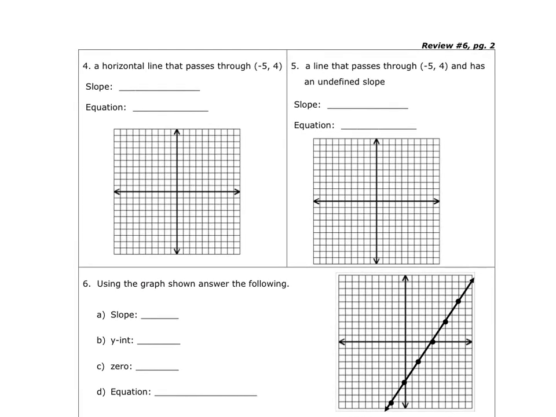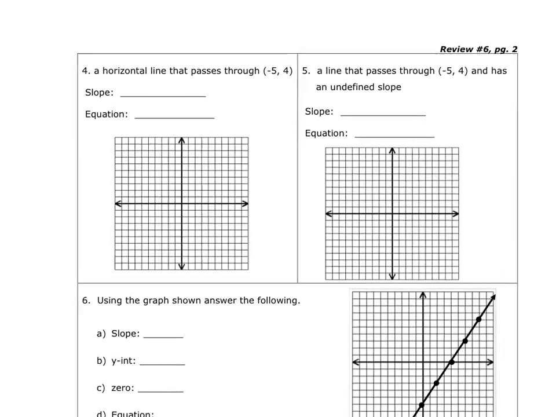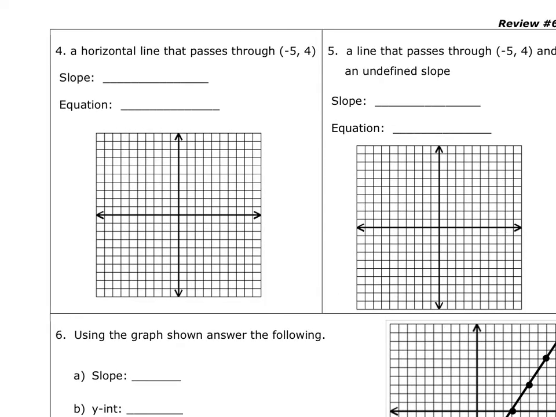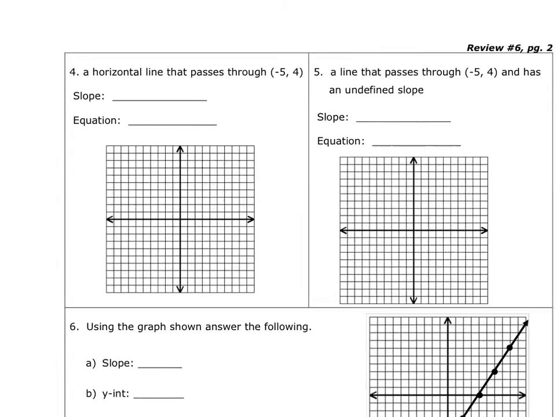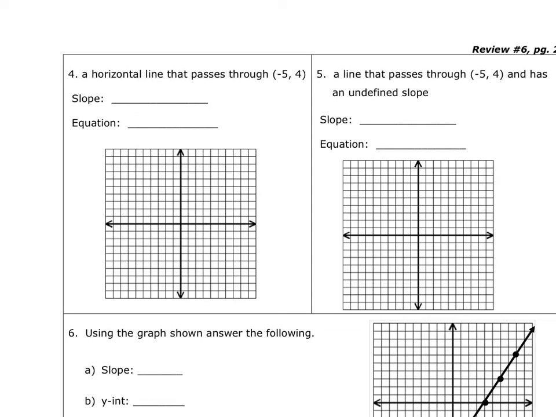All right, problem number 4. A horizontal line that passes through (-5, 4).